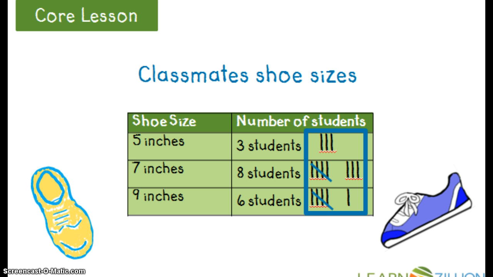Here is a data set. Students were asked to measure their shoe size. We can see the measurements listed in the table. There are 3 students who have shoes that are 5 inches long. There are 8 students who have shoes that are 7 inches long. There are 6 students who have shoes that are 9 inches long.